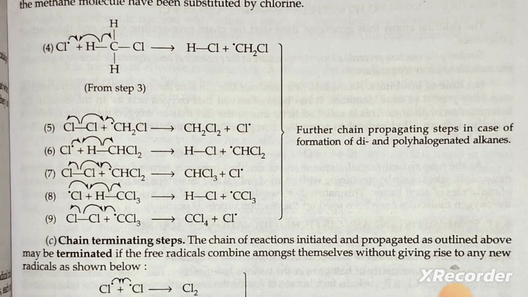Step 4. Cl radical plus CH3Cl gives rise to HCl plus CH2Cl radical. Fifth step. Cl-Cl plus CH2Cl radical gives rise to CH2Cl2 plus Cl radical. Sixth. Cl radical plus CH2Cl2 gives rise to HCl plus CHCl2 radical. Seventh. Cl-Cl plus CHCl2 radical gives rise to CHCl3 plus Cl radical. Eighth. Cl radical plus CHCl3 gives rise to HCl plus CCl3 radical. Ninth. Cl-Cl plus CCl3 radical gives rise to CCl4 plus Cl radical.